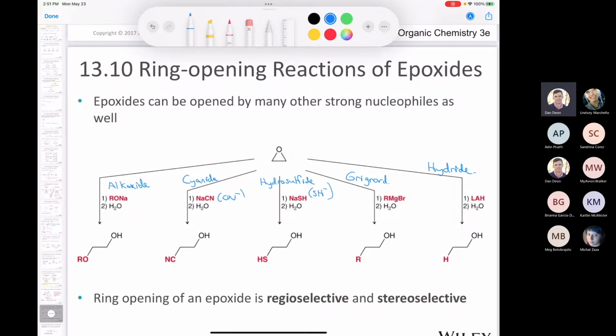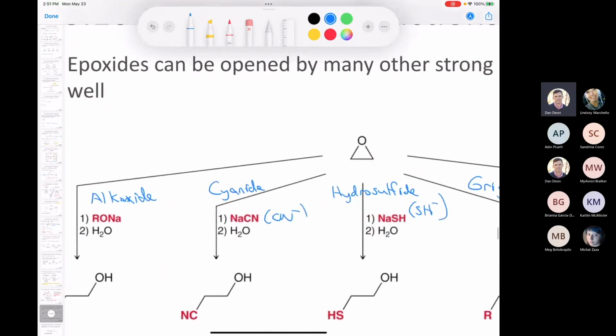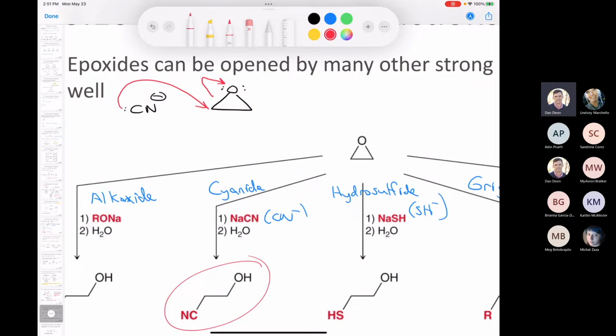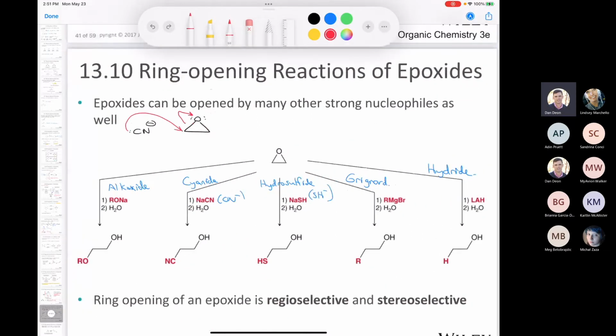Let's just take a look at one of the mechanisms for fun. We'll just take a look at the cyanide. Right, you've got that strained ring, the epoxide, and if you treat that with cyanide, cyanide is a strong enough nucleophile that it's going to come in, do a nucleophilic attack, the ring's going to open, and that's going to give you this compound after a proton transfer. All of them follow the same mechanism.